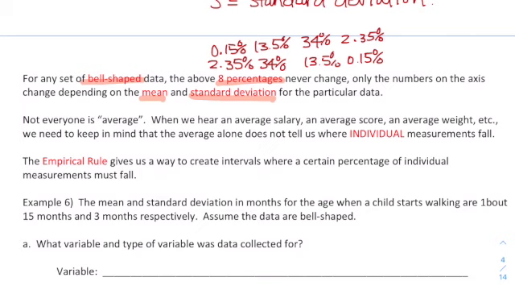Another thing, not everyone is average. When we hear an average salary, an average score, an average weight, etc., we need to keep in mind that the average alone does not tell us where an individual measurement falls. That's why the empirical rule gives us a way to create an interval, a range, where a certain percentage of individual measurements must fall. So after understanding all this vocab, let's apply it to a real life situation.